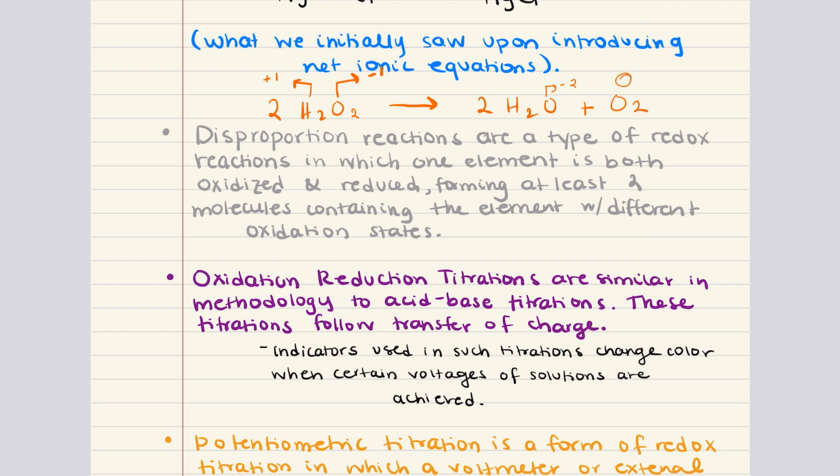So one of the oxygen atoms in hydrogen peroxide is oxidized from an oxidation state of -1 to 0, forming oxygen gas. This means it loses electrons and it's been oxidized. The other oxygen atom in hydrogen peroxide is reduced from an oxidation state of -1 to -2, forming water. So this means it gains electrons. In this single reaction, oxygen undergoes both oxidation and reduction, and this is the definition of a disproportionation reaction.